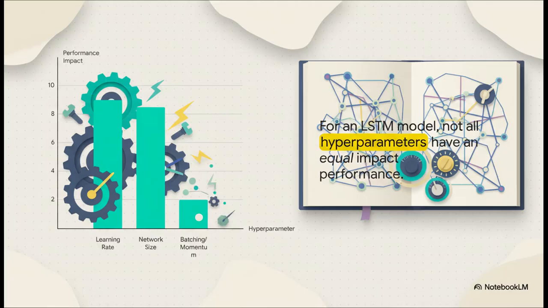Now, what's really interesting here is that not all of these knobs are created equal, not even close. Research on a certain kind of network, an LSTM, for the curious, shows that some hyperparameters like the learning rate and just how big the network is have a massive, huge impact on performance. But then others, like batching and momentum, they barely move the needle. This helps us know where to focus, but it doesn't make the choice any easier.